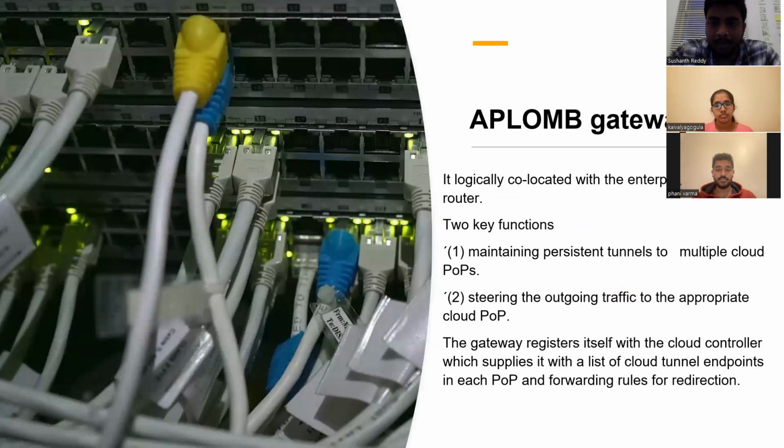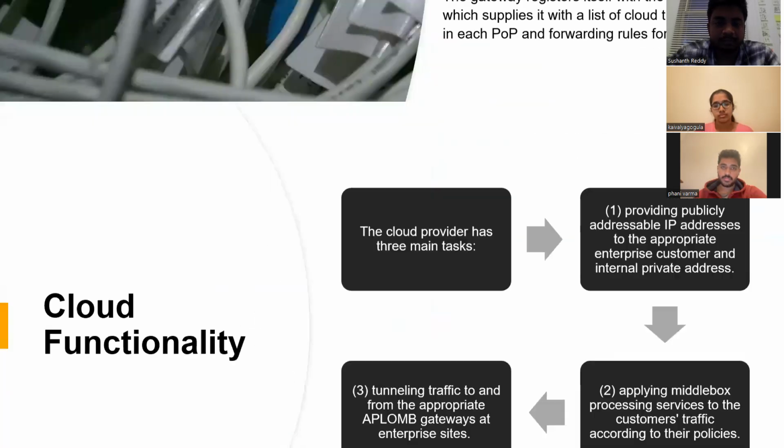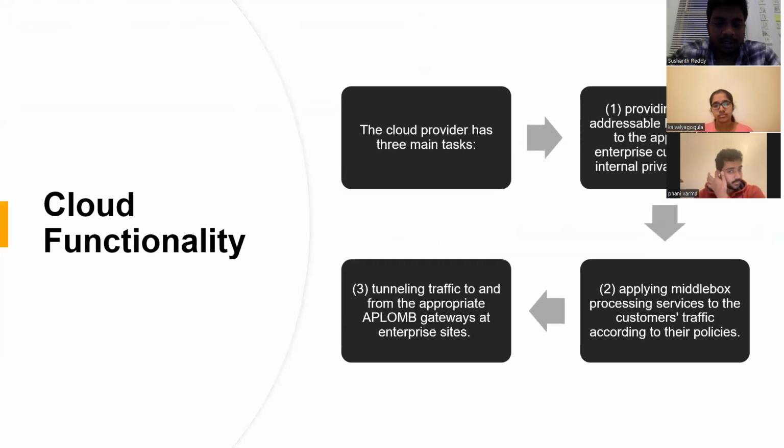The Aplomb gateway is logically co-located with the enterprise gateway router and has two key functions: maintaining persistent tunnels to multiple cloud POPs and steering the outgoing traffic to the appropriate cloud POP. The gateway registers itself with the cloud controller, which supplies it with a list of cloud tunnel endpoints in each POP and forwarding rules for redirection and cloud functionality.